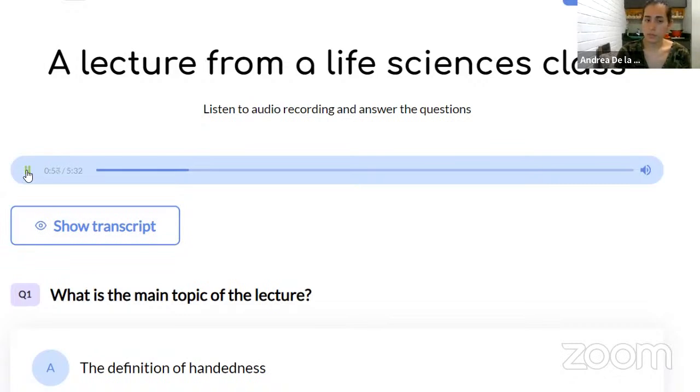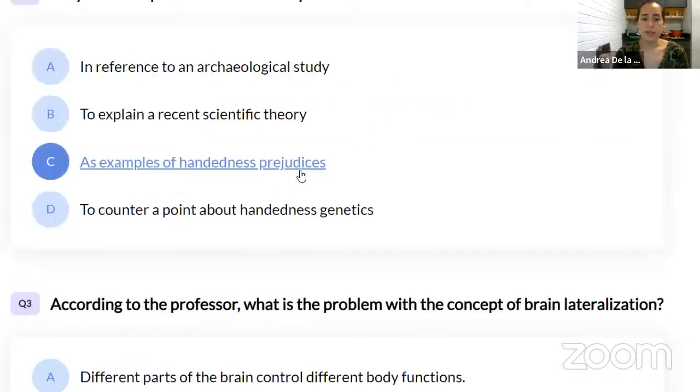Scissors, computer keyboards are designed for righties. In short, left-handers have been made to feel left out. Get it?